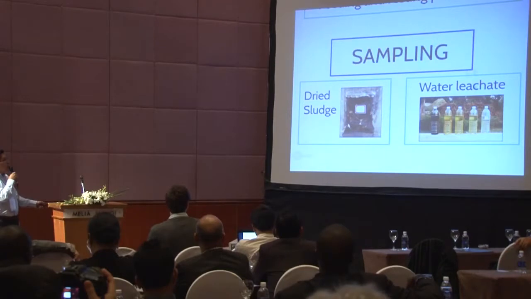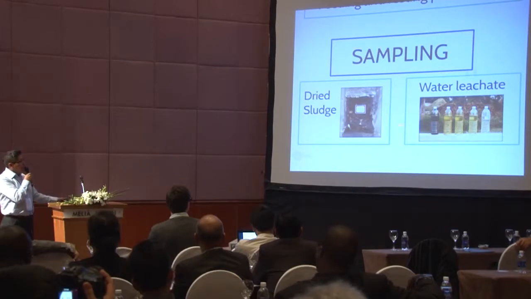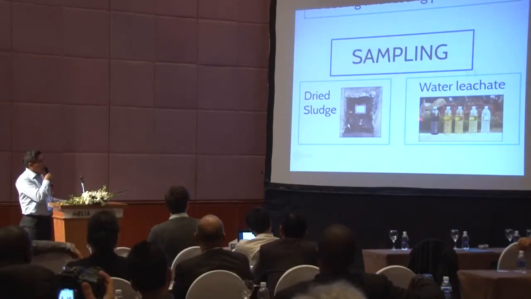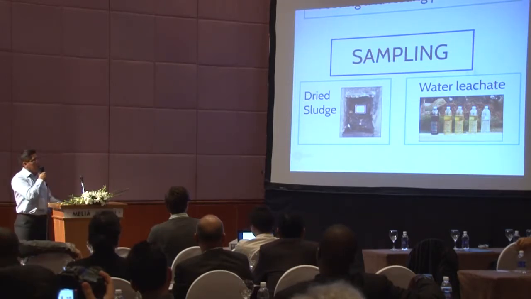About the sampling, we sampled 2 different products in the treatment wetland. At the top layer, we have the dried sludge. Here is how it looks at the time of sampling. And at the bottom, we sampled the water leachate. As you can see, even just looking at the difference in colors, we applied 4 different loading rates: 40, 80, 120, and 160 kilograms of TS per square meter per year. And this is the influent, and this is the quality of the samples from each experimental unit at the different loading rates.